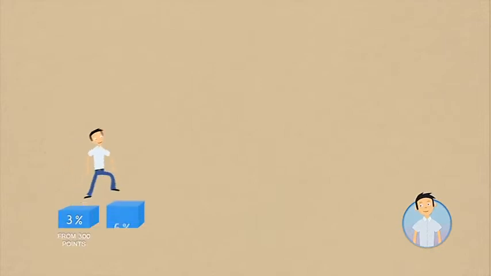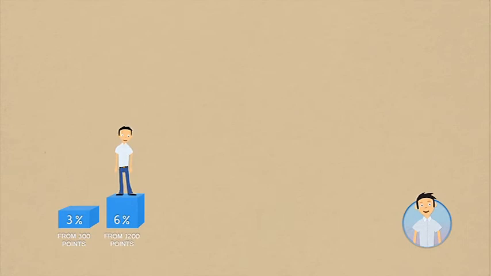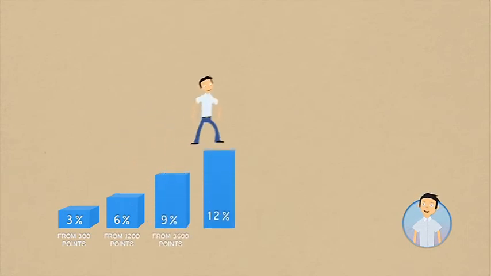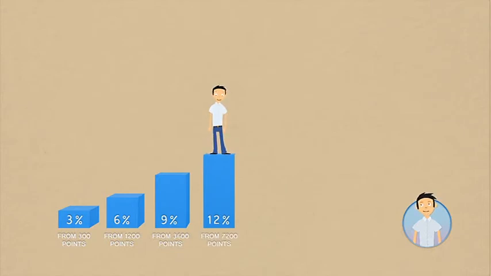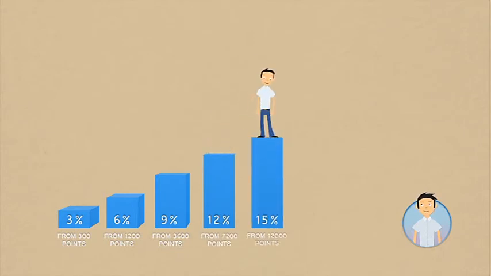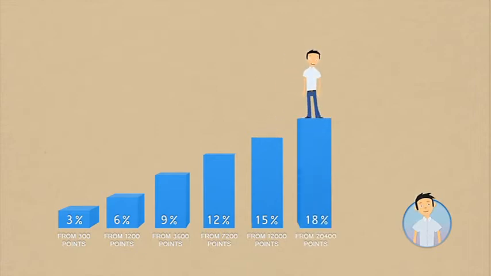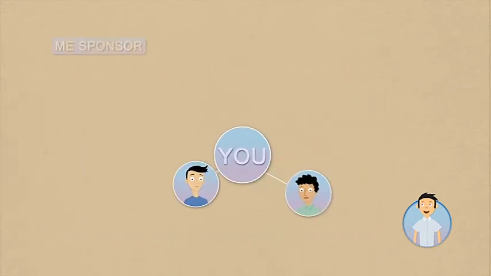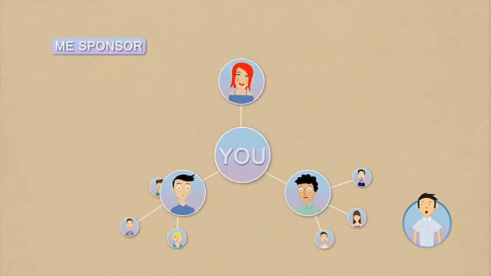Now, have a look at the required point values for each level of effectiveness. 3% from 300 points, 6% from 1200 points, 9% from 3600 points, 12% from 7200 points, 15% from 12,000 points, 18% from 20,400 points, 21% from 30,000 points. This is a simple structure of distribution from Marketing Plan 1.